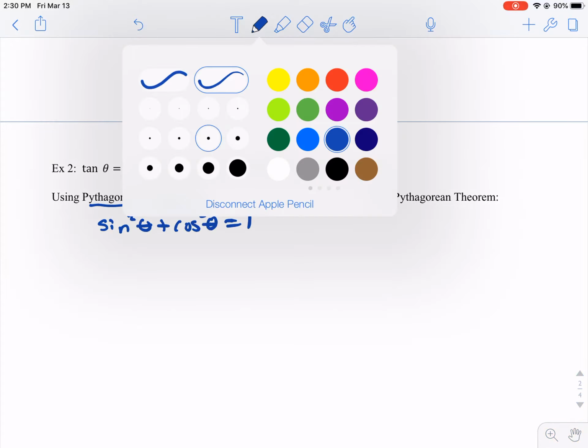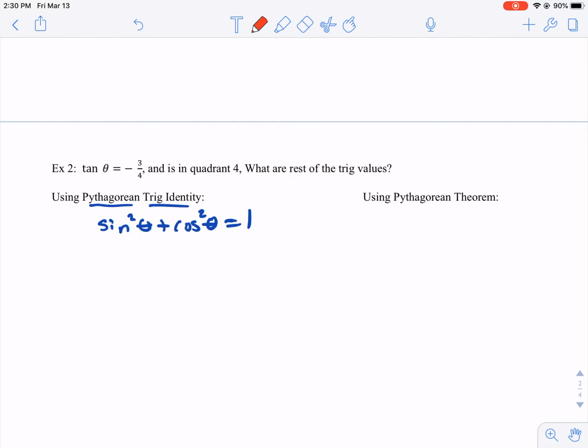Now, if they're giving me a tan, then I choose what to divide everybody by in order to make sure that I get a tangent. Well, I know tan is sine divided by cosine. So if I put a cosine squared under this, I'm going to get my tan. So I'm dividing everybody by cosine squared. And that's how I decide whether I'm dividing by cosine or sine.